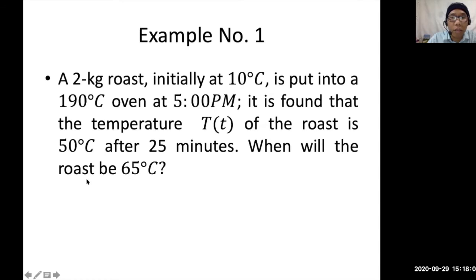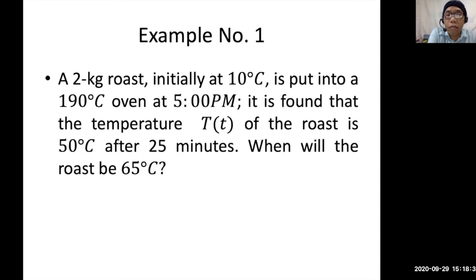Ito na yung sinasabi ko kanina. A 2 kilogram roast, initially at 10 degrees Celsius, is put into a 190 degrees Celsius oven at 5 p.m. So, 5 p.m. nilagay mo yung roast. So, initially, pag sinabing initially, at time is equal to 0, yun yung starting ano mo eh. So, time 0. Nilagay mo sa oven na may constant temperature na 190 degrees Celsius.